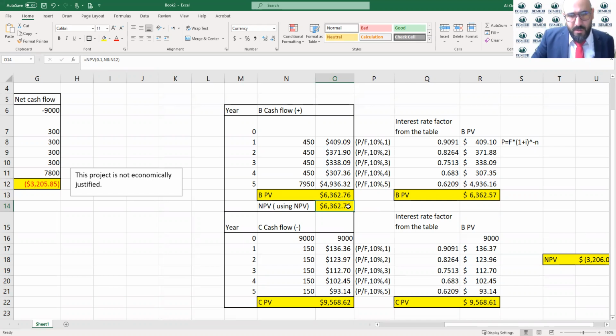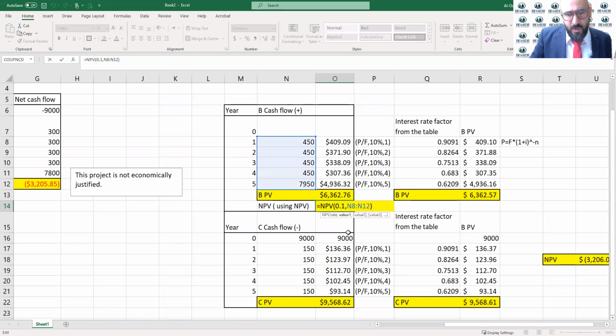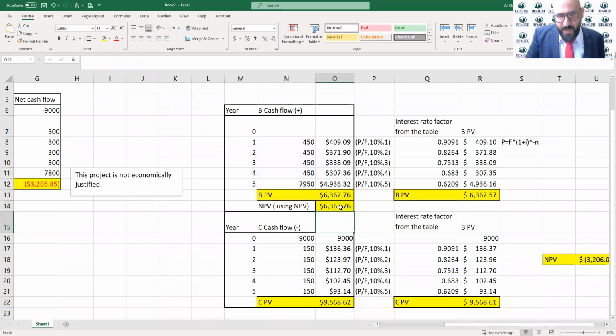And you could do the net present value as well if you need that. You use the NPV function to make it easier. You could call NPV, 10%, and select all the cells from 1 to 5, and that would give you a positive 6,362. So, and we do the same thing for the negative cash flow.